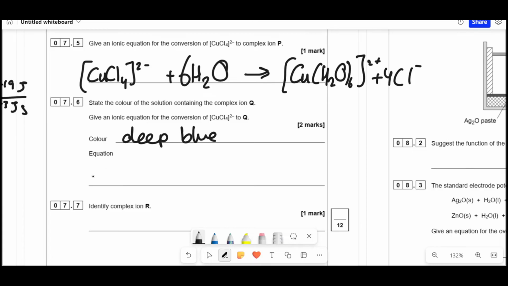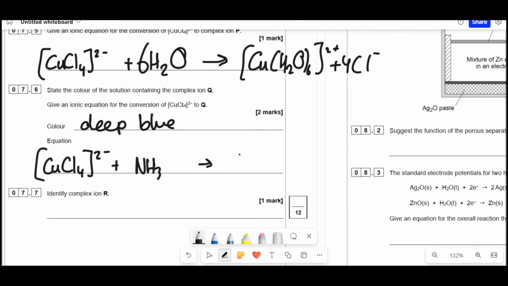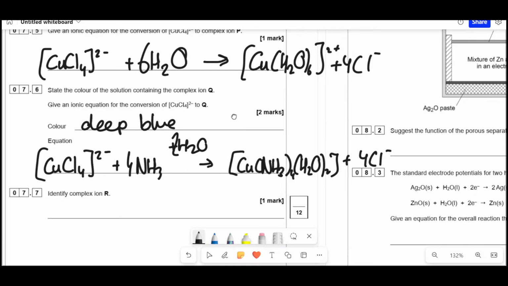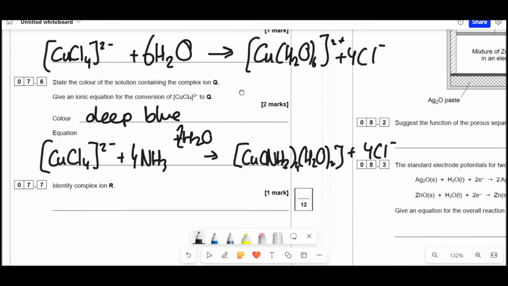So you're starting with CuCl4 2-. That's what we definitely know is happening. We know that we're adding some amount of ammonia, and we know that the end product has to be the complex where you've got that partial substitution. So Cu(NH3)4(H2O)2 2+ plus 4 Cl-. They've all been booted off, substituted off. So we need to get the H2Os in there as well. There's 2 of them, so there's got to be 2 there, and we've got to have 4 NH3s there. Done.